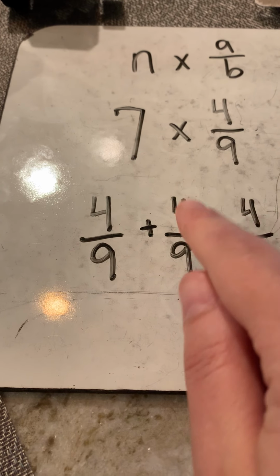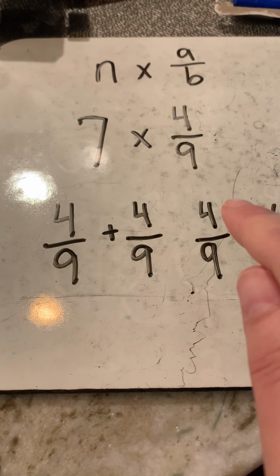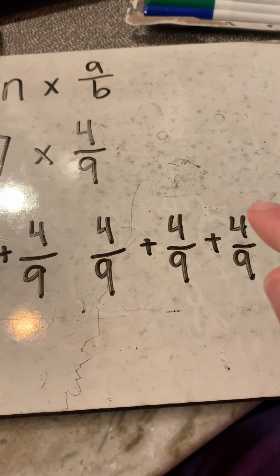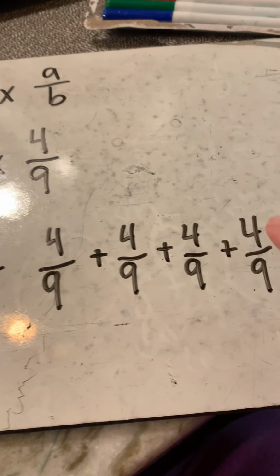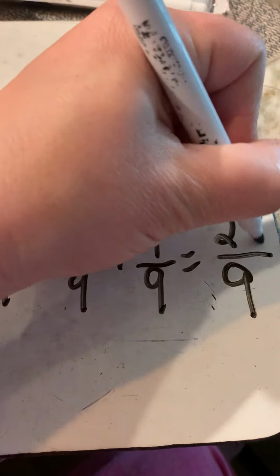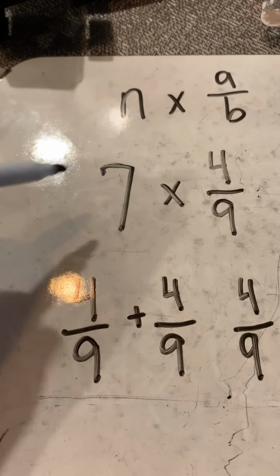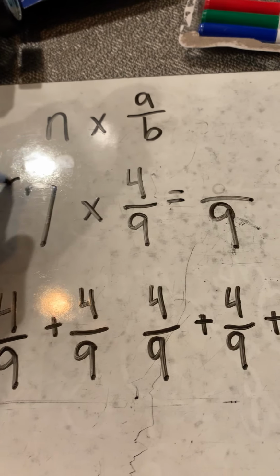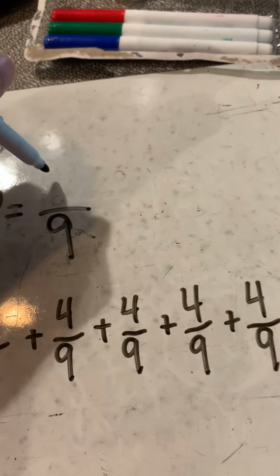4 plus 4 is 8. 8 plus 4 more is 12. 12 plus 4 more is 16. 16 plus 4 more is 20. 20 plus 4 more is 24. And 24 plus 4 more is 28. Wow, that took us a long time. Look at it this way. Denominator stays the same, and we're just multiplying 7 times 4. Bada boom.